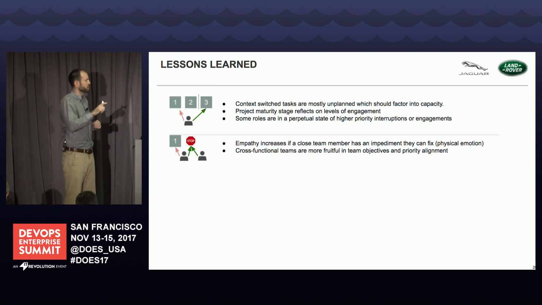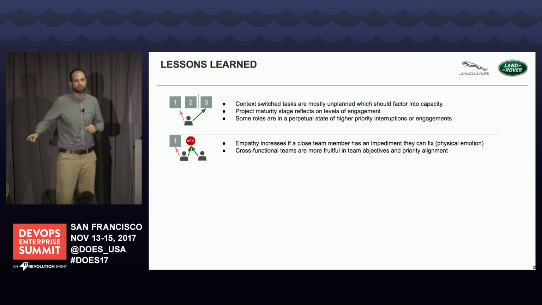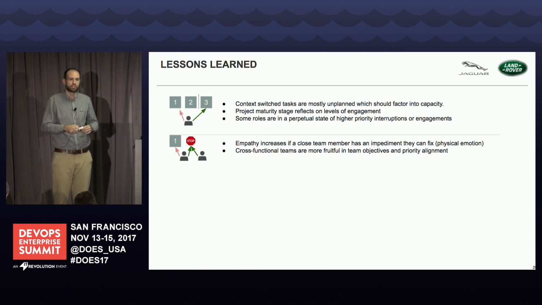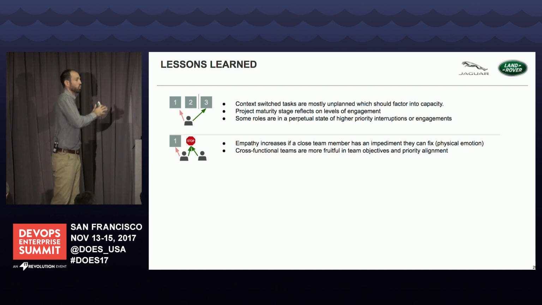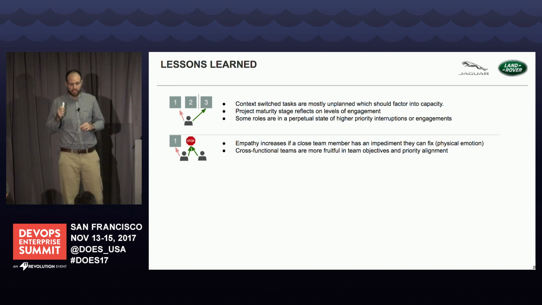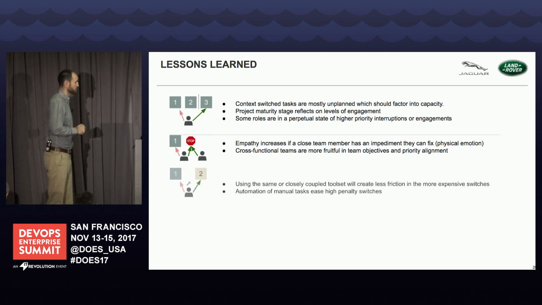We found that empathy increases if a close team member has an impediment that they could fix. If the person right next to you is struggling because of something that you could actually take care of yourself, they're more likely to take care of that problem when they're next to each other, when they're a cross-functional team. We typically found that teams that are cross-functional are more fruitful when they're all in the same location, or they at least all bond with each other on a regular basis. I think that stuff's pretty obvious.